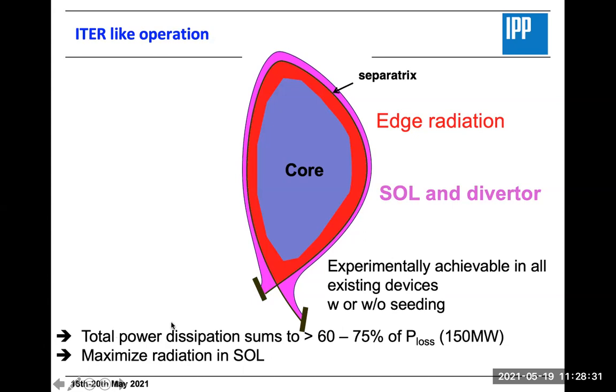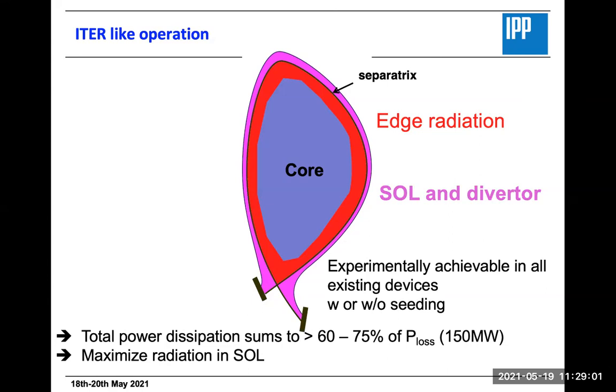The total power that we need to dissipate inside the last closed flux surface, the estimate in a machine like DEMO, is of the order of 60 to 75%. So 60 to 75% of the power needs to be radiated inside the last closed flux surface in a reactor like DEMO, but ideally not in the core. Why? Because the scrape-off layer can handle only a certain amount of power.